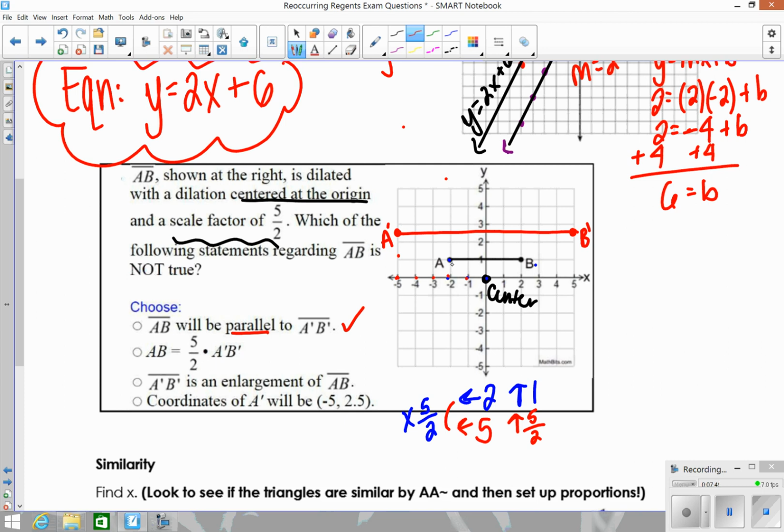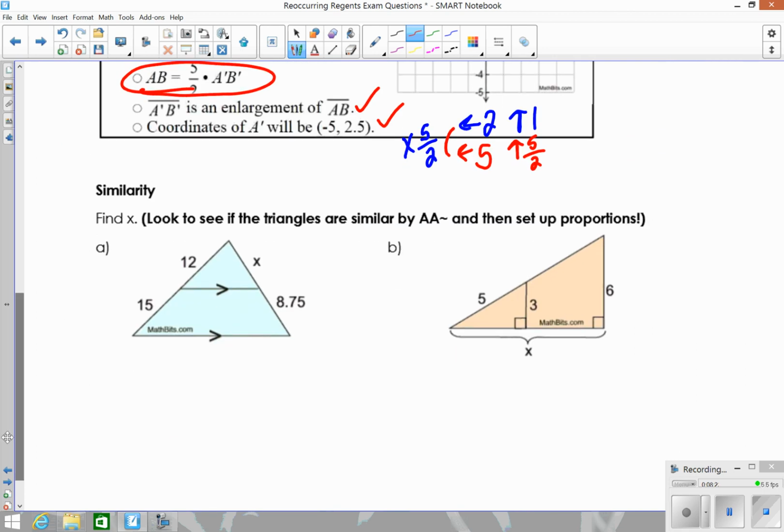The next one here, AB is equal to 5/2 times A prime, B prime. So what that means is that the length of AB is 2.5 times the length of A prime, B prime. That's actually backwards. That's the opposite of what is true. A prime, B prime is actually 2.5 times AB. So this one is not true. If we look at the other ones here, A prime, B prime is an enlargement. Yes, that's true because our scale factor was bigger than 1, and the coordinates of A prime will be, and we already checked that out, -5, 2.5. So that's all good. So the next topic here is similarity.